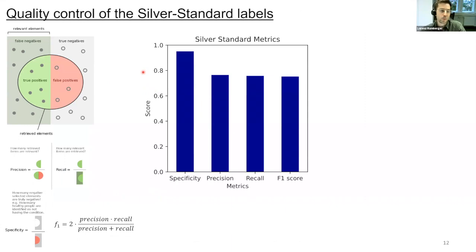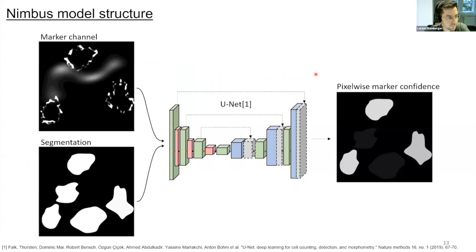Okay, and since we have the gold standard labels, we can do quality control on the automatically generated silver standard labels. We calculated the precision and recall and the harmonic mean of the two, the F1 score, and ended up with around a 0.75 for the silver standard compared to the gold standard.